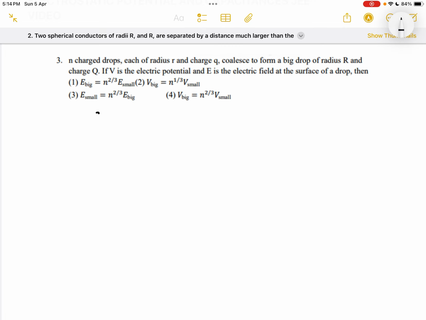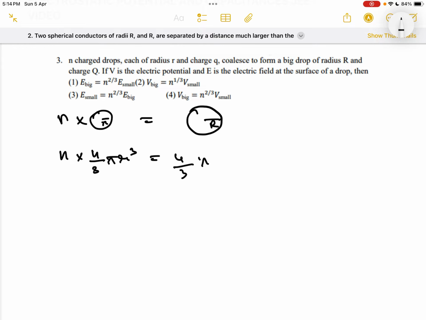First of all, we need to know the radius of the big drop. Now, let's assume the radius of the small drop is small r and the radius of the big drop is capital R. N small drops are combining to form this one big drop. So N into volume of the smaller drop, 4 by 3 pi small r cube, is equal to the volume of the bigger drop, which is 4 by 3 pi capital R cube. 4 by 3 pi and 4 by 3 pi get cancelled. We have capital R being equal to n to the power of 1 by 3 times small r, right?